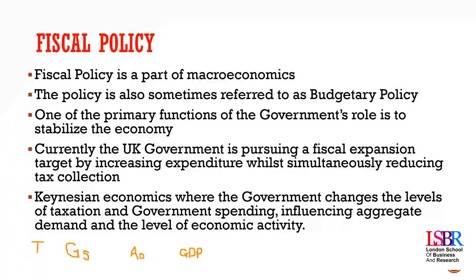Now, if the tax level is going down, what does that mean? Well, that means people have more money, yeah? Because they're not paying the government tax. They're saving a lot more, so they have more money in their back pockets. Simultaneously, the level of government spending, so the amount of money that government spends on the economy, is going up. Okay? So the government are spending more money, but they're also putting taxes down.